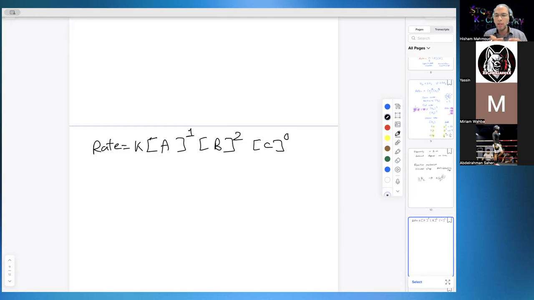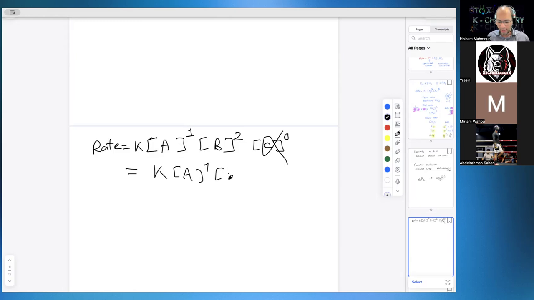Abdurrahman, which one? A or B or C? It does not depend on its concentration. It does not depend on C. Why, mister? Because it is zero order. Actually, when you put it like that, it will not even show, because C to the power of 0 is equal to 1. So it will be written as that only.